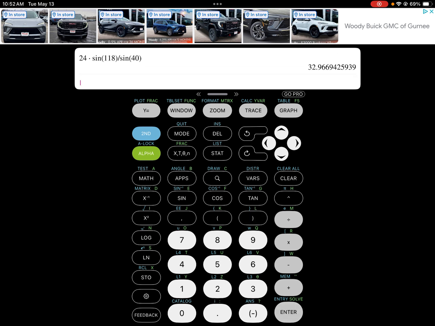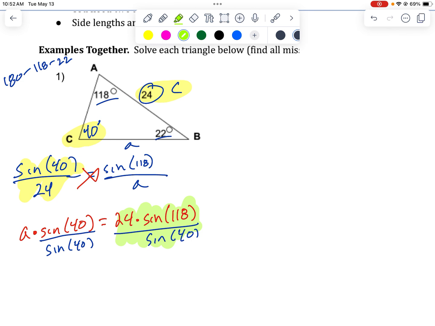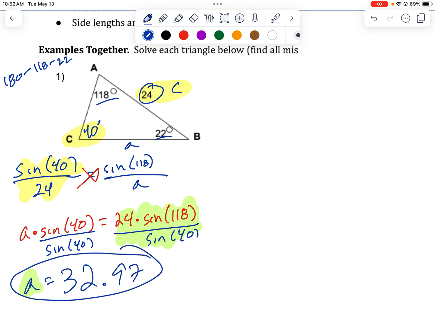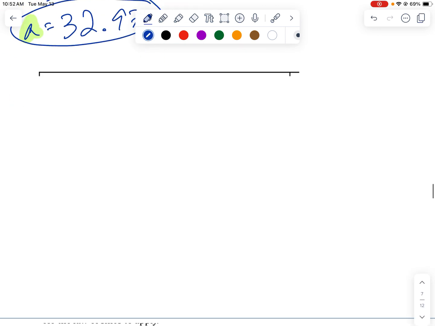Okay. I could do sine of 118 times 24 divided by sine of 40, and I'll get the same thing. All right, but it has to be divided by a sine of 40 at the end. Don't put it just at the beginning. Okay, it's both of those things. The sine of 118 times 24, that all is being divided by the sine of 40. So I get 32.97. Okay?